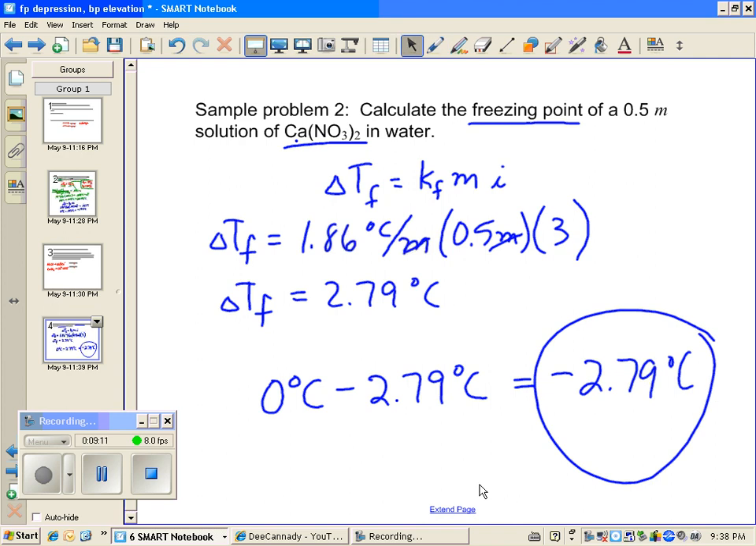Just remember when you're doing these problems that you want to make freezing point go down and boiling point go up. I know I did this pretty quickly. However, if you get stuck, pause it, figure out where I got the numbers from, and go from there. Good luck.